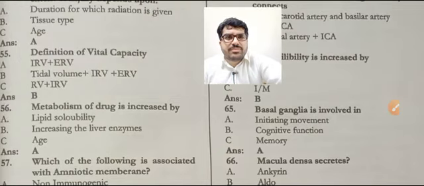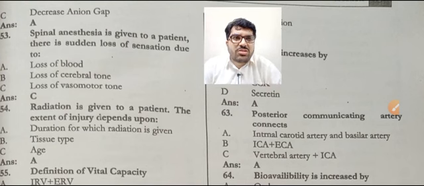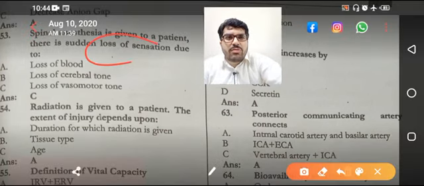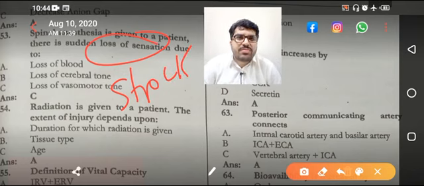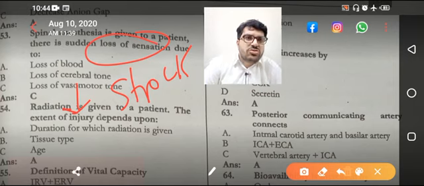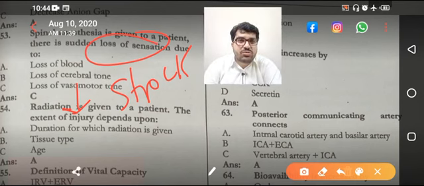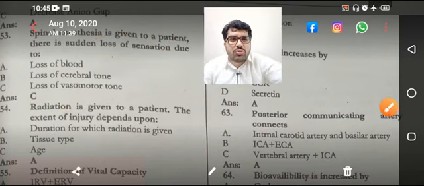So coming next, spinal anesthesia is given to a patient. There is sudden loss of, actually there is a shock. The original term is there is shock. The answer is loss of motor tone. They are talking about the spinal shock. But even if they are talking about sensation, initially it is due to decreased blood flow. Then later on that is because of anesthesia effect, sodium channel blockage. But the original word over here is shock. That is loss of vasomotor tone.